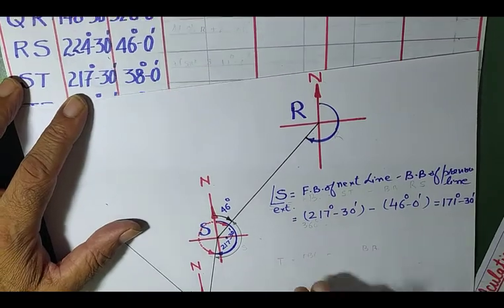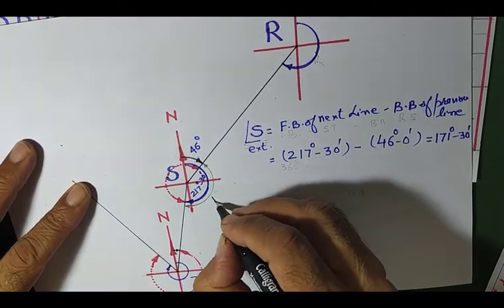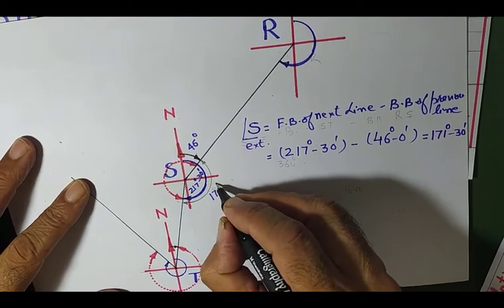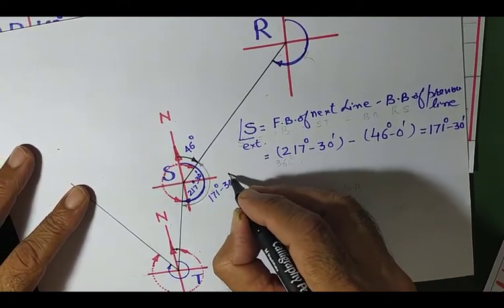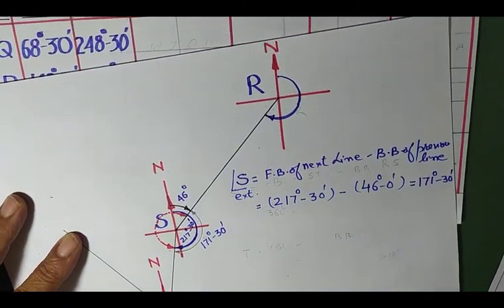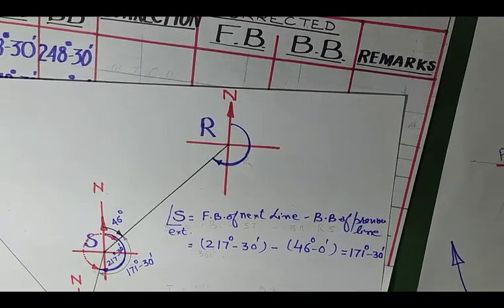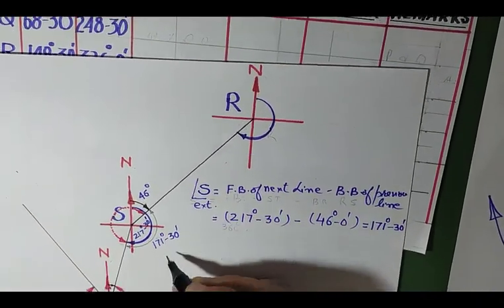Okay, this is the exterior angle I have marked with the pencil. Its value is 171 degree 30 minutes. This is the main advantage of drawing the proportional sketch. Then we require the internal angle, this angle. So this angle comes to be 360 degree minus this angle.